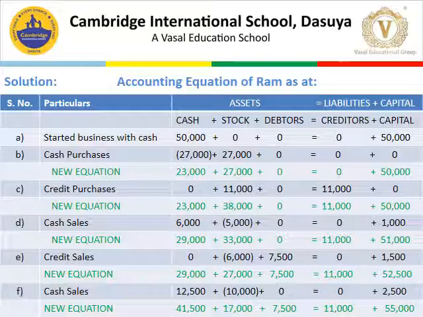So stock worth rupees 6,000 is deducted from the stock, and 7,500 is added in the debtors, and the effect of profit is added back to the capital. So the new equation would become: cash remains as it is, 29,000, but there is a decrease in stock and the new stock is 27,000, and an increase in the debtors, 7,500. Creditors remain the same, but there is an increase in capital due to profit. It will become 52,500.